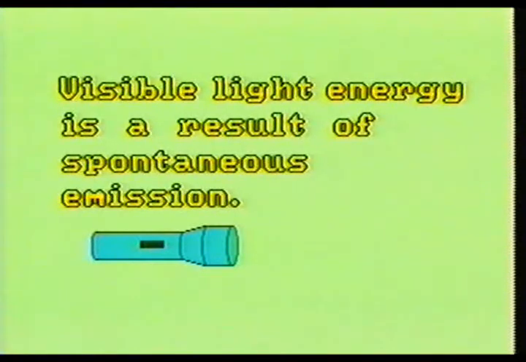Visible light energy produced by the sun or man-made devices is a result of spontaneous emission which occurs when the atoms or molecules lose excess energy without the need of an external stimulating energy source. To better understand how a laser device works, let's first examine an atom and its associated energy levels.